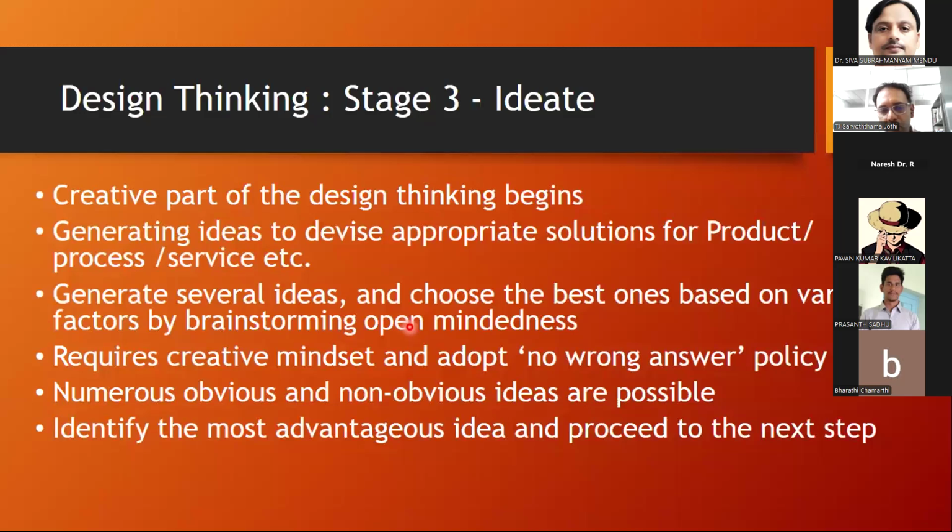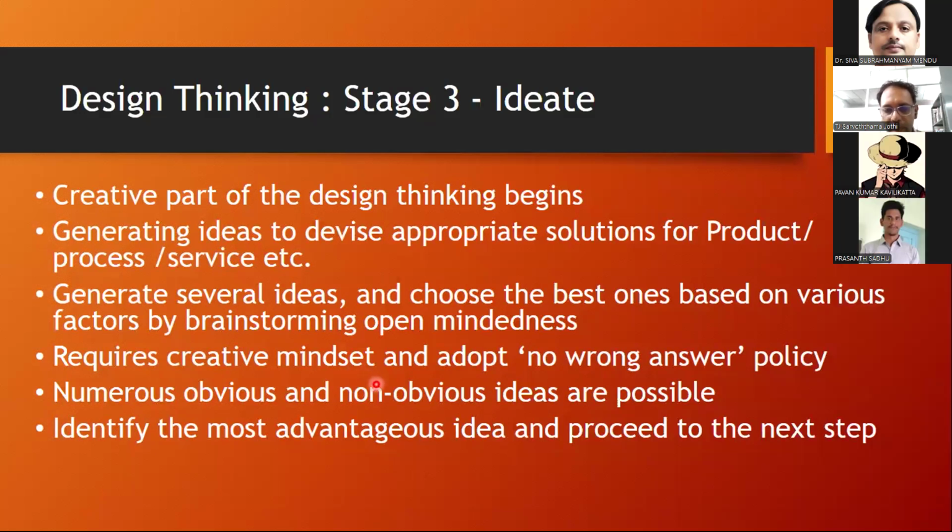Here we have something called the diverging and converging technique. So this has to be done as a group. A lot of ideas given by the group have to be taken into account. It can be any number of ideas, 100 ideas, to solve the problems. This is what we call requiring a creative mindset. So whatever ideas are given by our team after gathering the data, that solve the problem has to be considered, and we have to adopt a no wrong answer policy.